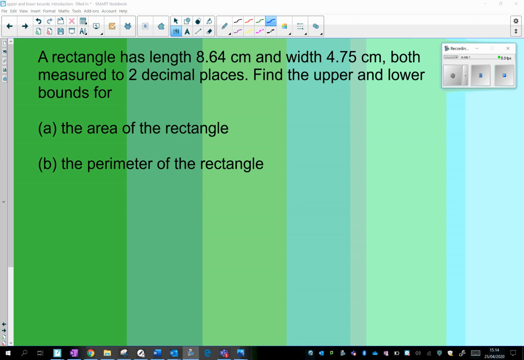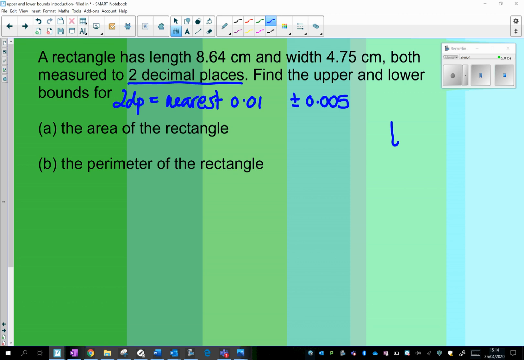Okay, so slightly more difficult problem this time. You've got a rectangle which is 8.64 centimeters long and 4.75 centimeters wide. Both of those are measured to 2 decimal places. Now remember about decimal places, 2dp is exactly the same as rounding to the nearest hundredth, or to the nearest 0.01. So if you want to find the upper and lower bounds, you're going to add and subtract half of 0.01, which is 0.005.